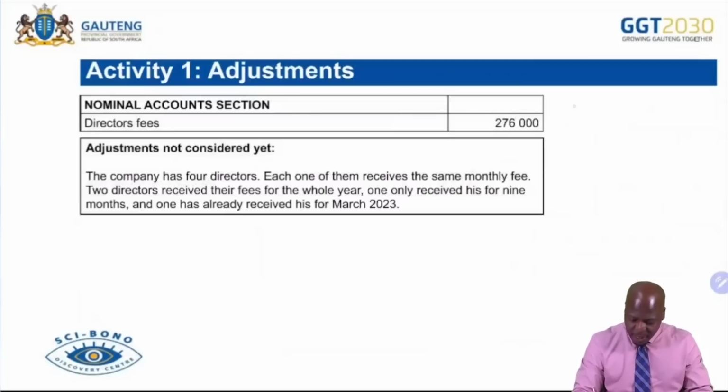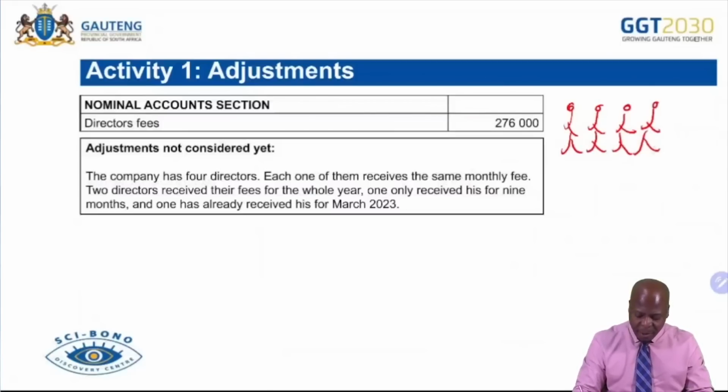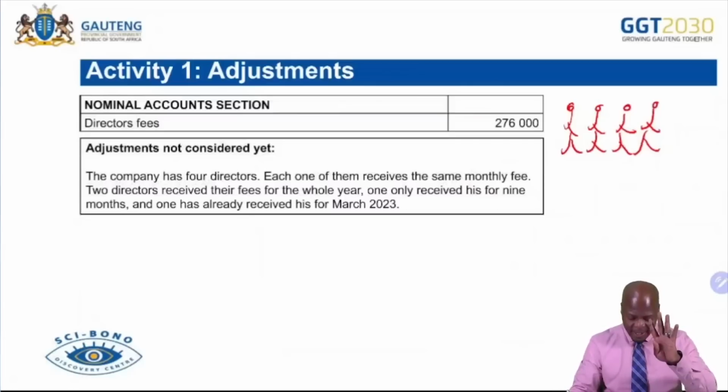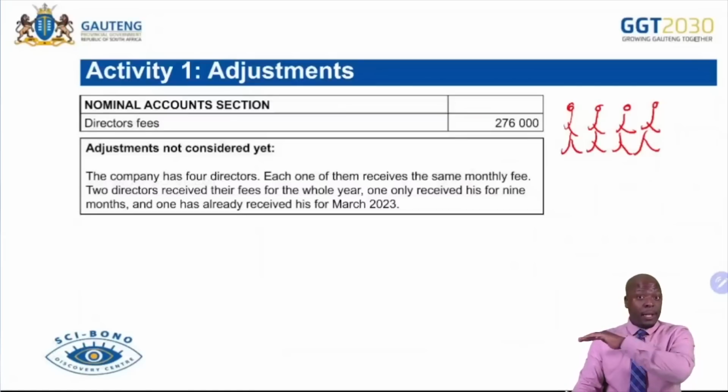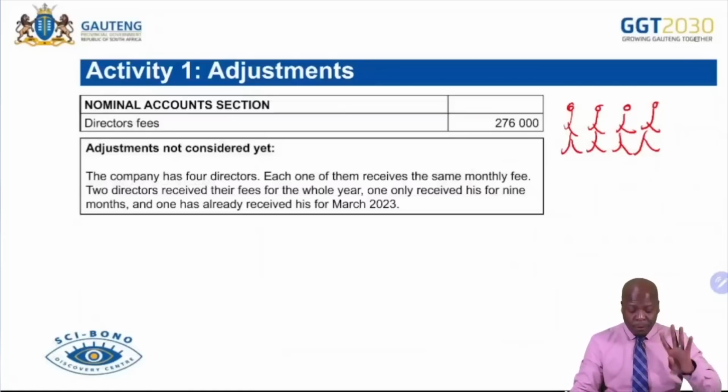All right. Let's see if we can have those 4 directors. Here's director number 1. Director number 2. Director number 3. Director number 4. The company has how many directors? 4 directors. Each one of them receives the same monthly fee. So it is the same for all the 4 directors. 2 directors receive their fees for the whole year.